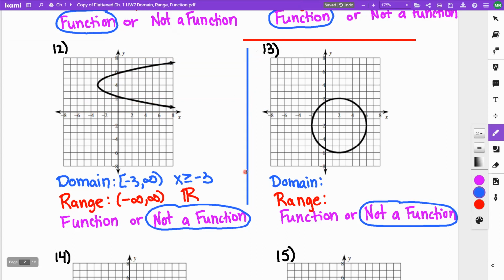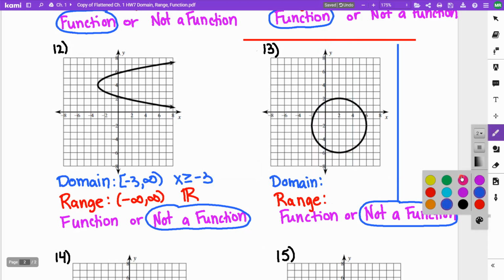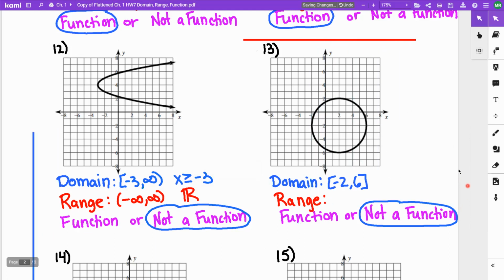Now for this one, for domain, we decided already that this is not going to be a function because when it crosses this graph, this circle, it's going to touch at more than one spot. Now, as I go across this graph, the furthest it's going to go is to -2. The furthest to the right is 6. So it's going to go from -2 to 6, and it's going to include -2 and include 6. And let me just move this line for a second. So when I write that out in inequality, that would be -2 less than or equal to x less than or equal to 6.